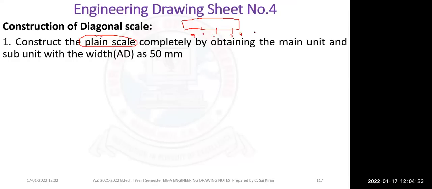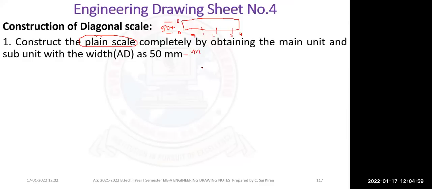I have divided this LOS into 5 equal parts. And AD, this is my A point, this is my D point. The height of the rectangle, I am making it as 50 mm. In the previous plane scale, I took it as 5 mm. But in the diagonal scale, I have to take 50 mm, because if I want to divide DA, then it is easy for me to divide. It is applicable only for metric units.